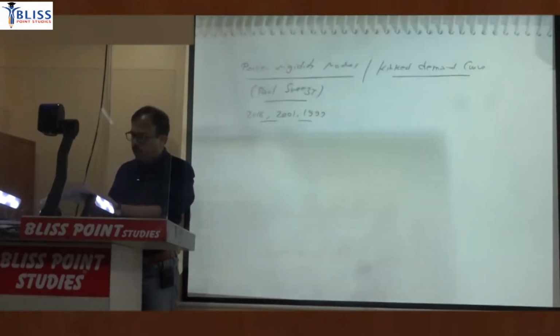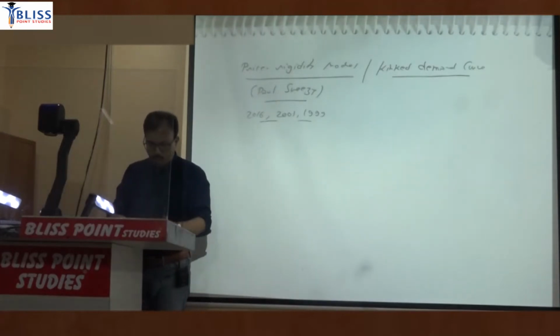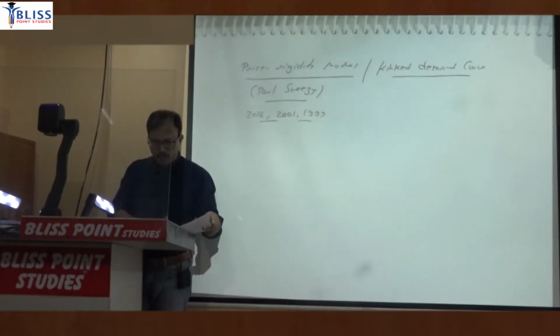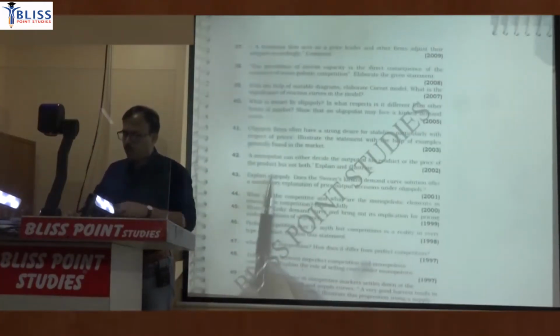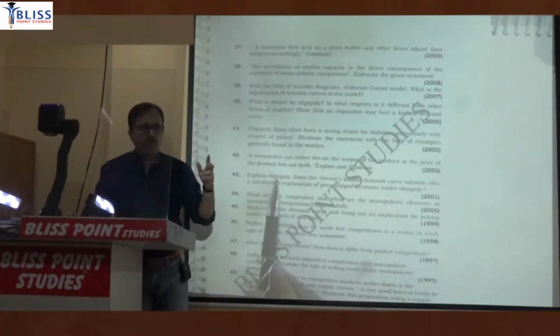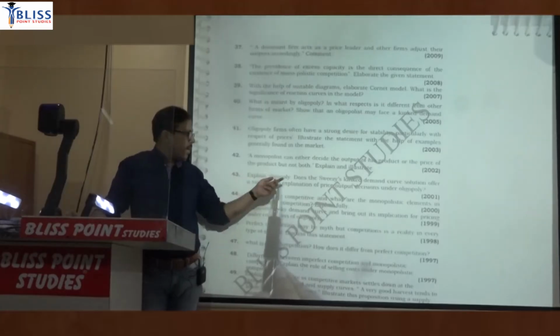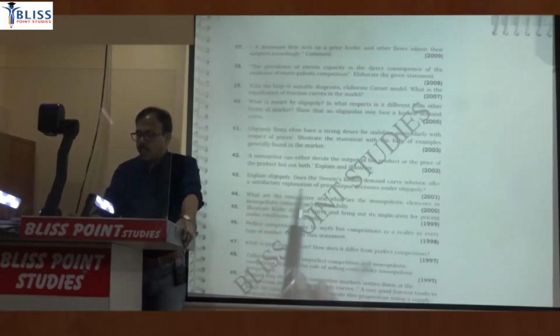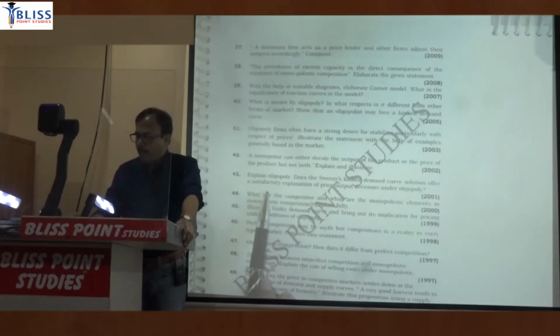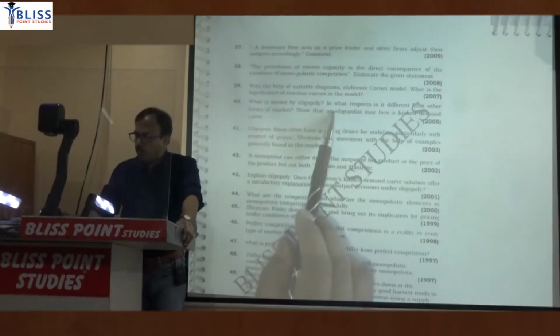And in 2001 the question was explain oligopoly. So when you are explaining oligopoly, just explain the features. And does Sweezy's Kinked Demand curve solution offer a satisfactory explanation of price output decision in the oligopoly? So this question is also from, and जस्ट 2005 के अंदर भी क्वेश्चन है.